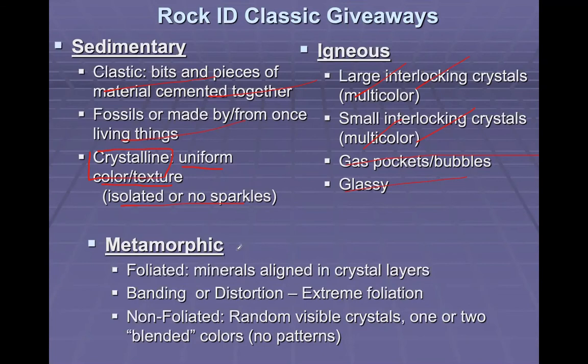So we go down to metamorphic. I don't see any minerals aligned in crystal layers or bands or anything like that. But if you read our non-foliated definition, we've got random visible crystals, one or two blended colors, not really in a pattern, they're just kind of random. And that's what we're looking at. So here it is, we have a non-foliated metamorphic rock.